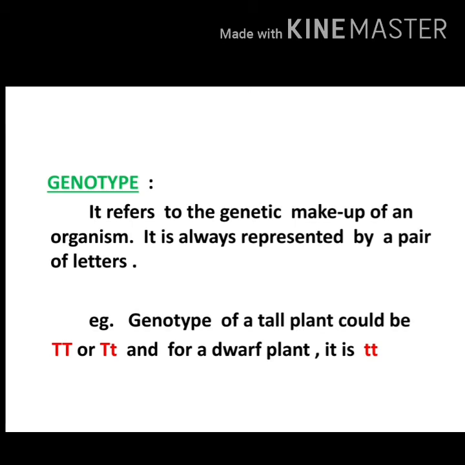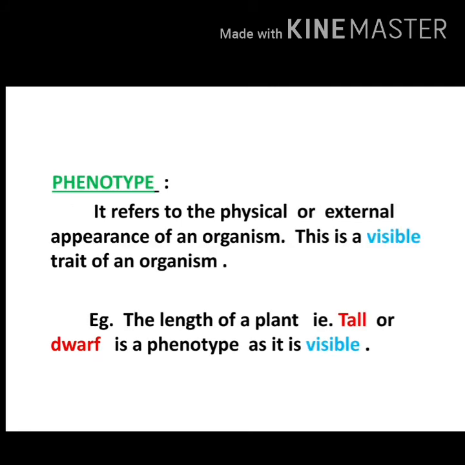Now you just understand what is genotype. It is a genetic makeup of organism, and it is usually represented by using letters. We will use capital letters or small letters. Next, what is phenotype? Phenotype refers to the physical or external appearance of an organism.